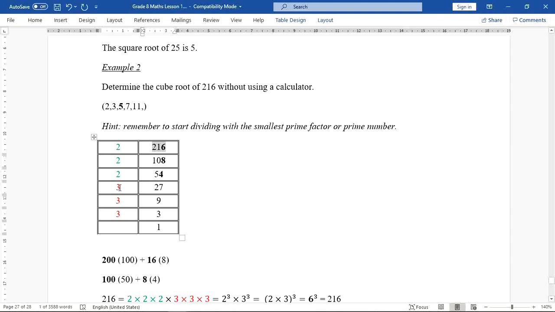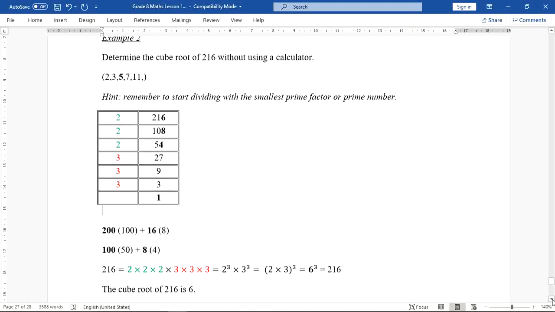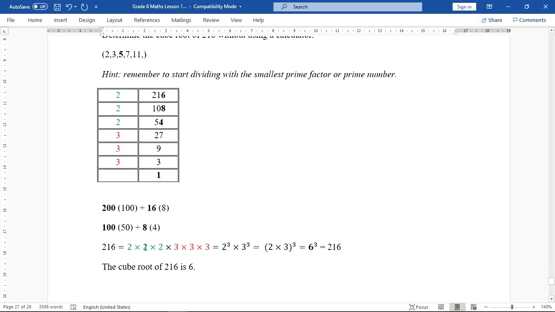All right, and then now we cannot divide 27 by 2. We go back to our list. We take 3 goes into 27 9 times, and then 3 goes into 9 3 times, and 3 goes into 3 1 time. So the moment you get to 1, that is when you stop. Okay, now what does it mean? It means now 216 can be written as 2 times 2 times 2 times 3 times 3 times 3.